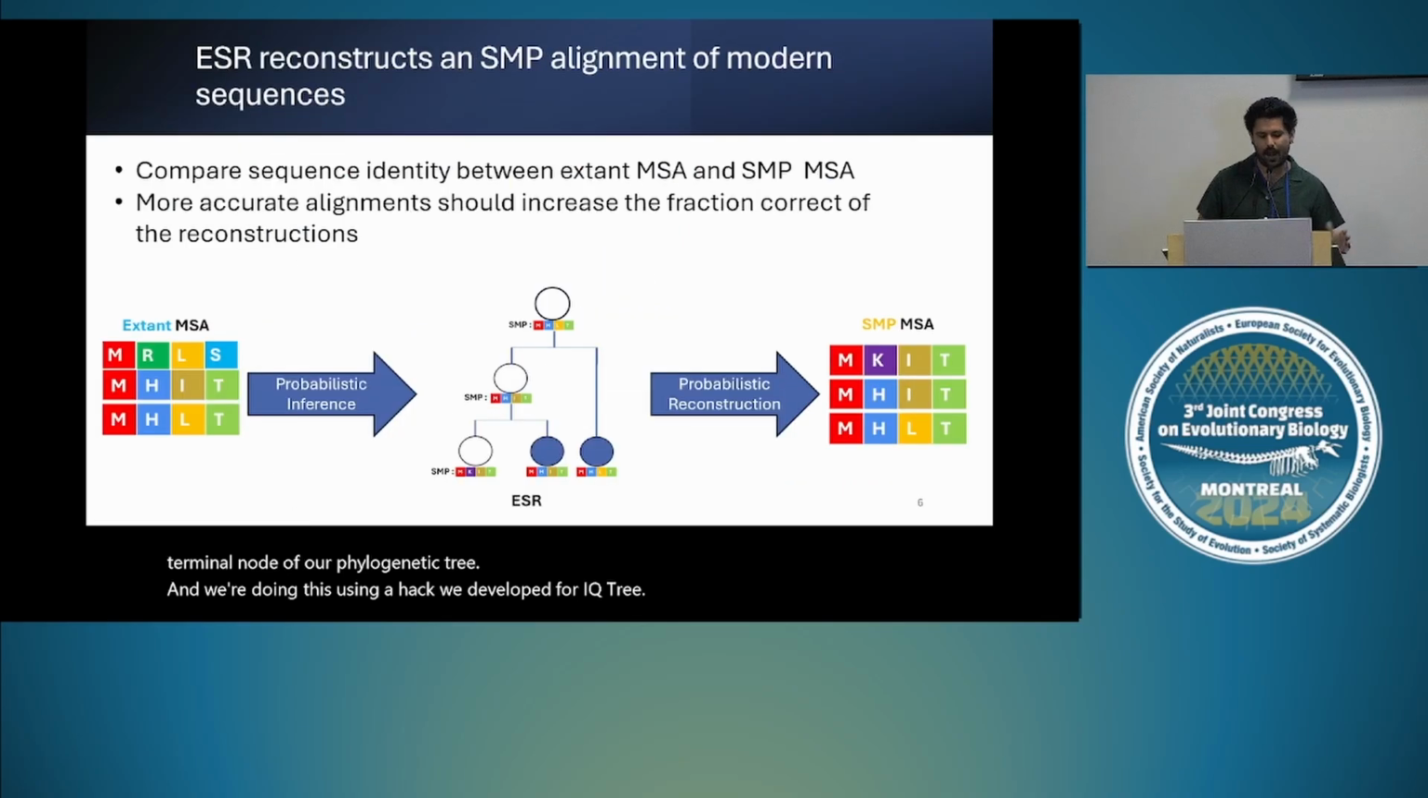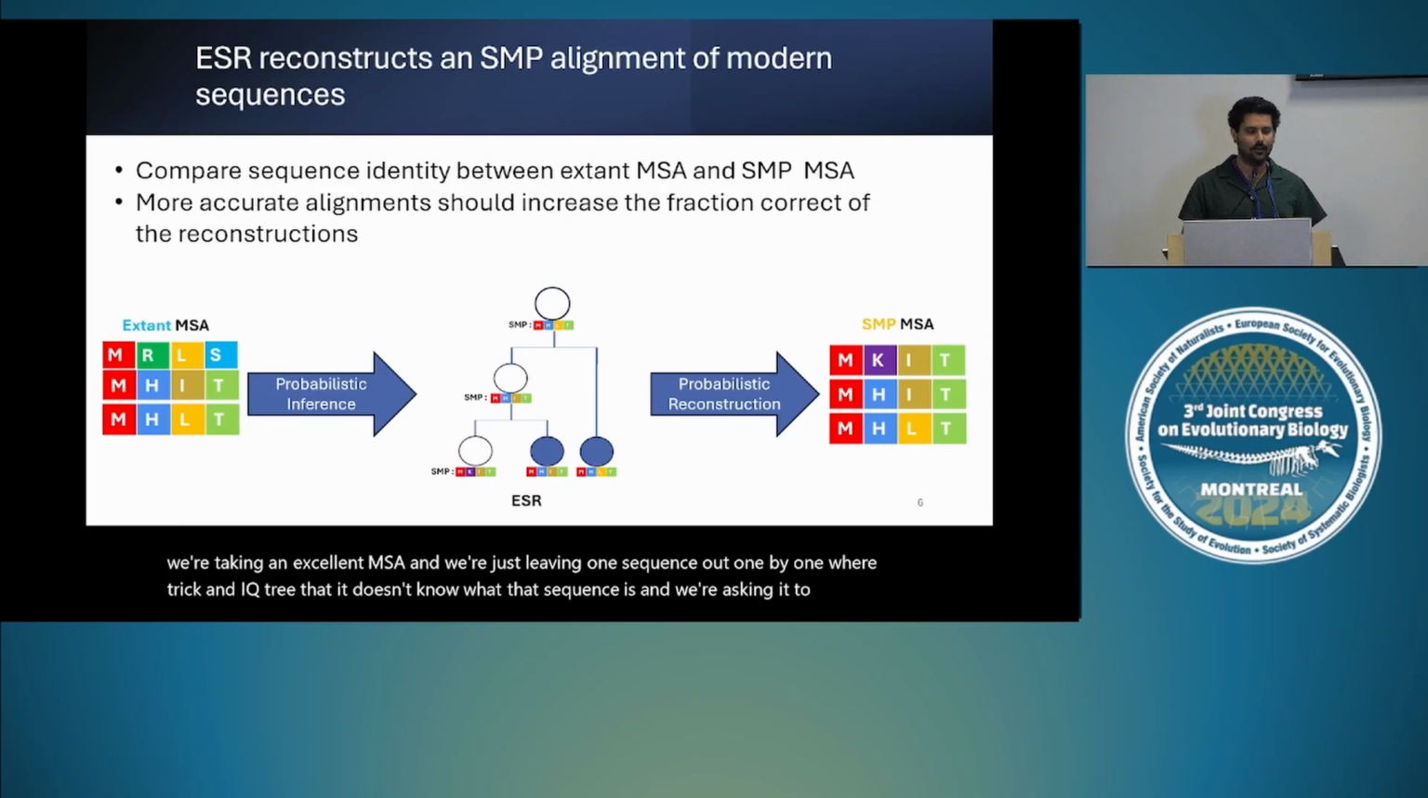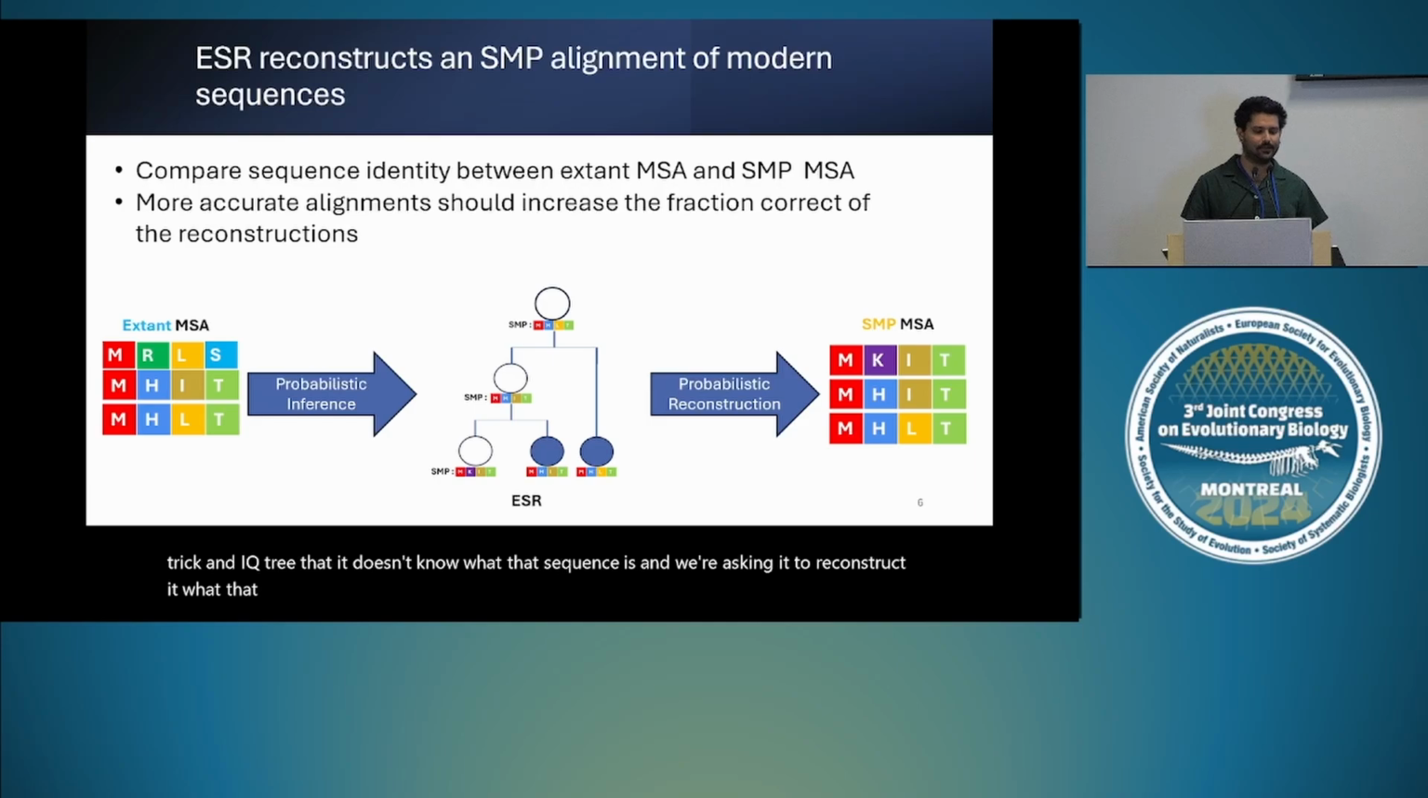And so what our hack actually allows us to do, because we're using a cross-validation method, is take an extant MSA and just leave one sequence out one by one. We're tricking IQtree that it doesn't know what that sequence is, and we're asking it to reconstruct it. What that allows us to do is compare the true extant sequence to its reconstruction, similar to how we would do if we're doing simulation.